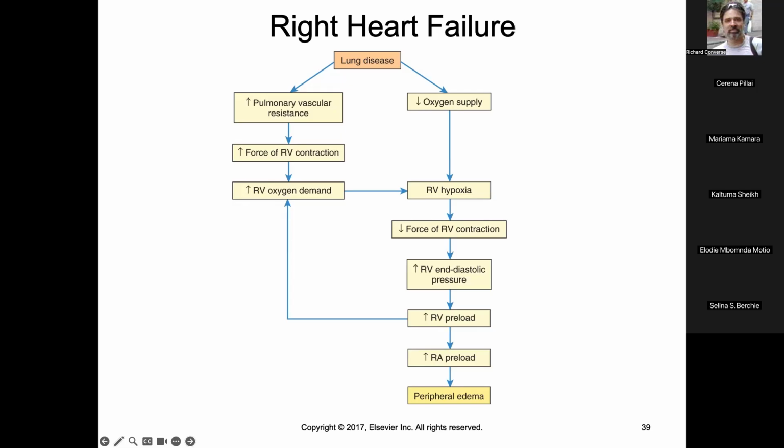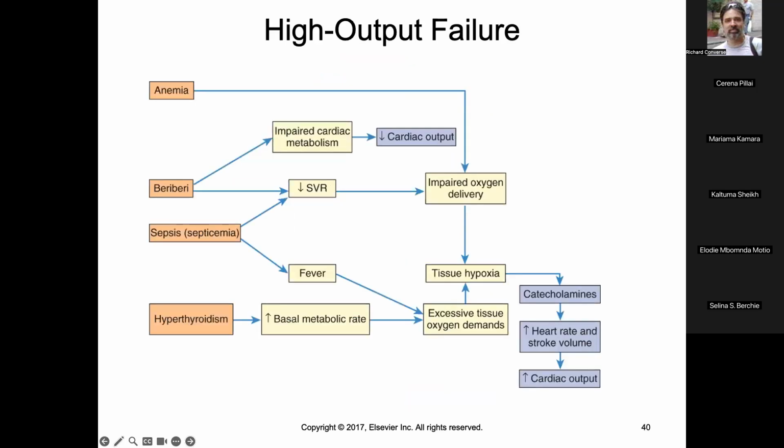And you're going to end up with an increase in right ventricular and right atrial preload, and an increase in right ventricular end diastolic pressure, and a decreased force of contraction. Okay. You're going to get right ventricular hypoxia, increased right ventricular oxygen demand, increased force of right ventricular contraction, increased vascular resistance. Okay. And of course, all of this is going to result in decreased oxygen supply, because there's usually an underlying disease in the lungs resulting in scar tissue that is going to impede gas exchange. Okay.